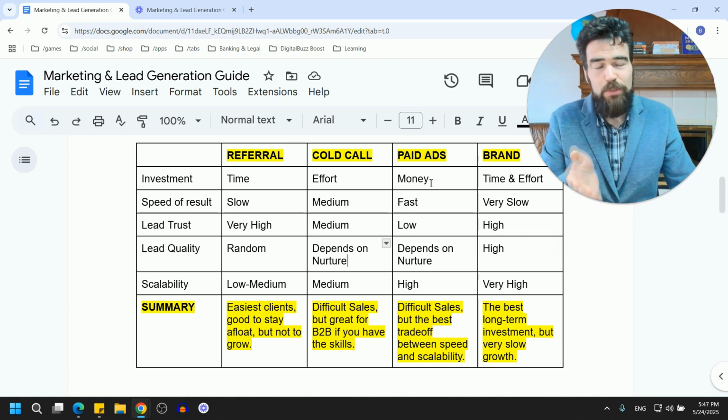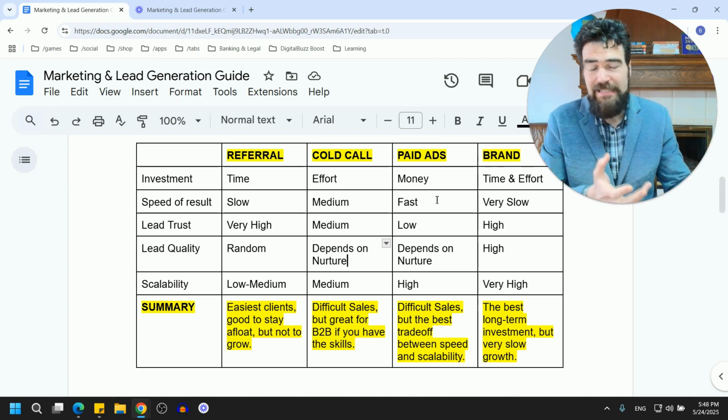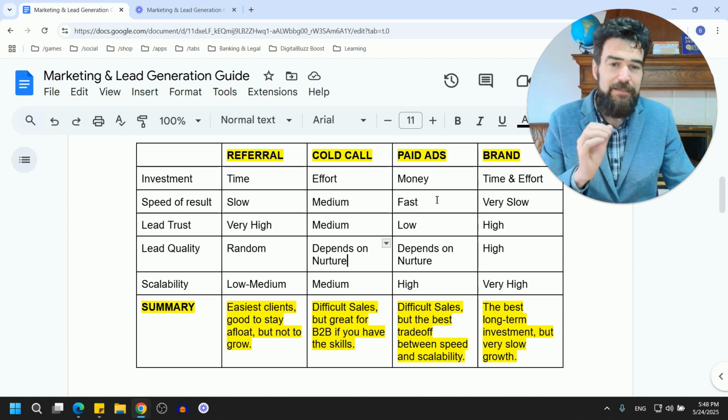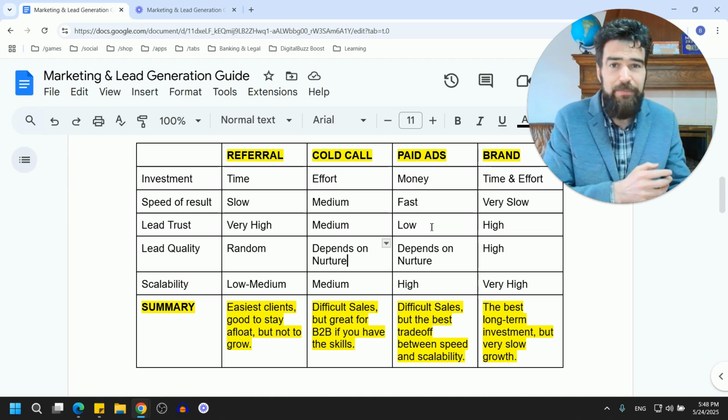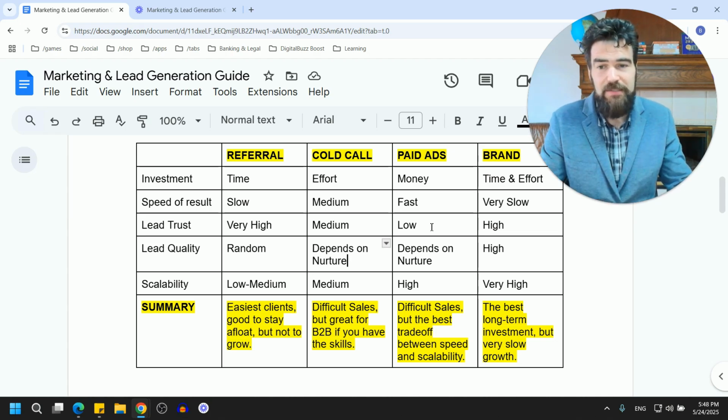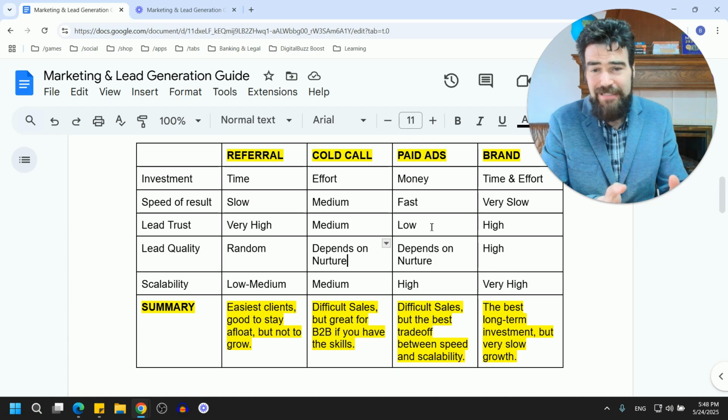So here the investment obviously is money. The speed of result is fast because you're paying money, everyone is seeing these advertisements, you're getting fast results with this. On the flip side, the trust you get from this is low because people know you're paying for this and they don't know the brand behind it, they're just seeing an advertisement. So the trust is low. People don't usually trust it when they first see it.